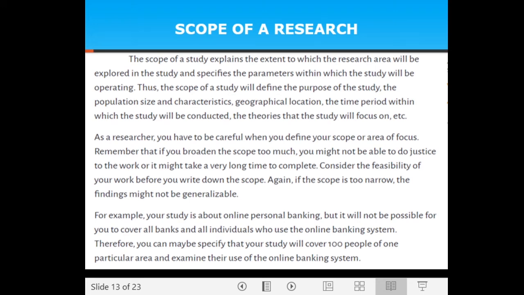Like that you can mention, and based on this research, other researchers can undertake a similar study or an exhaustive study in other libraries in Punjab and compare the results. So like that you have to give your recommendation.